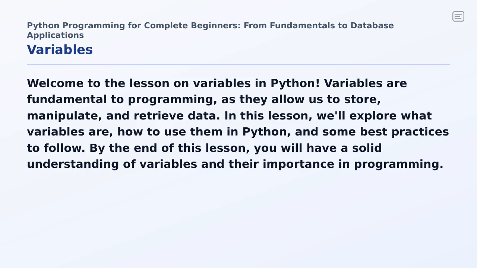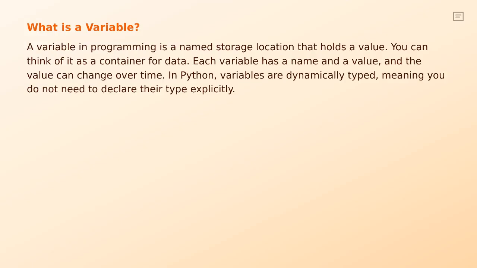Don't worry if this feels new at first. This section covers what a variable is. A variable in programming is a named storage location that holds a value. You can think of it as a container for data. Each variable has a name and a value, and the value can change over time. In Python, variables are dynamically typed, meaning you don't need to declare their type explicitly.